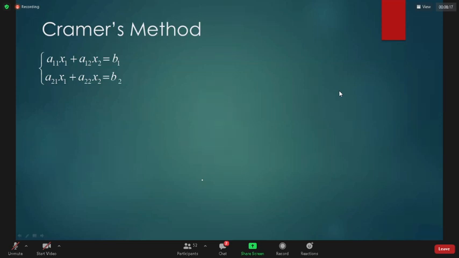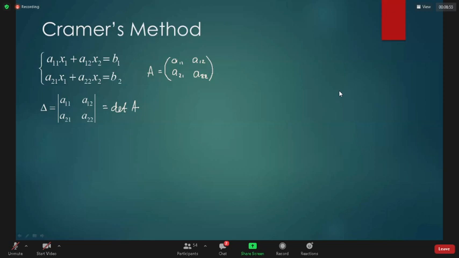So the system matrix is A. In this case, the system matrix would be, I'm using the round parentheses, A11, A12. The system matrix is the matrix of the coefficients in the correct order. And the system determinant would be the determinant of the system matrix. Simply the determinant of the system matrix. We oftentimes denote determinants by the Greek letter delta.